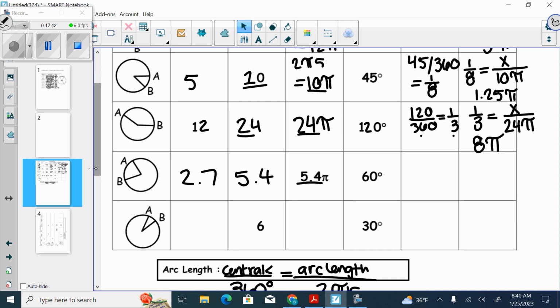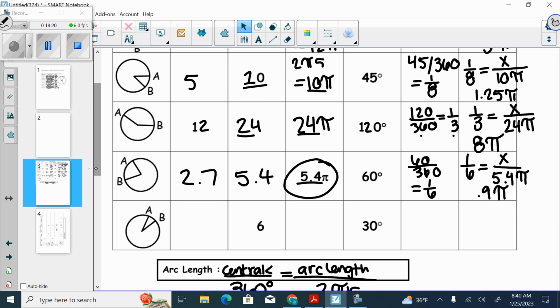Okay, they gave us that the central angle was 60. What does 60 over 360 simplify to? Very good. So then I have 1/6 is equal to x over circumference, which was 5.4 pi. So I cross multiply. 1 times 5.4 is just 5.4, and it's equal to 6x. So I'm going to have to divide by 6. What do we get for our arc length this time? Good. 0.9 pi is my arc length.